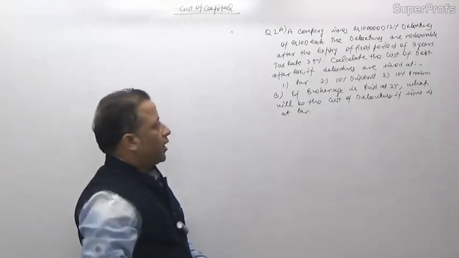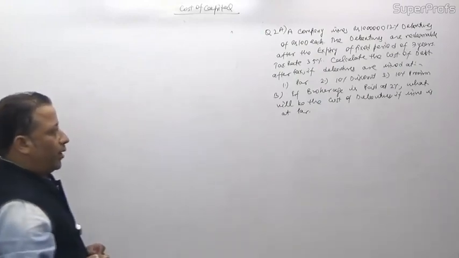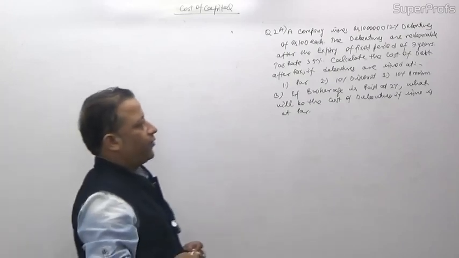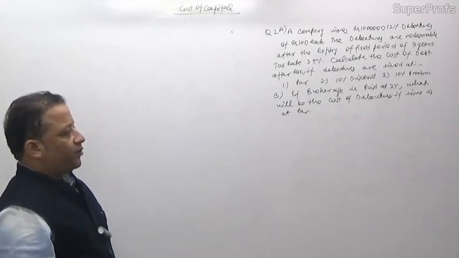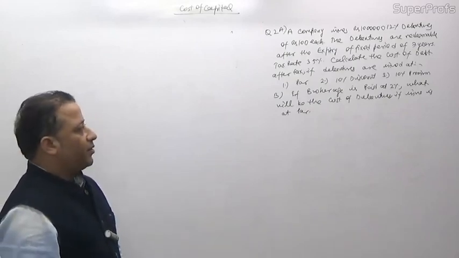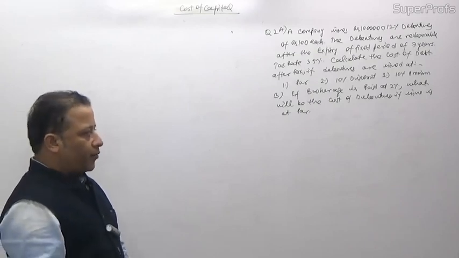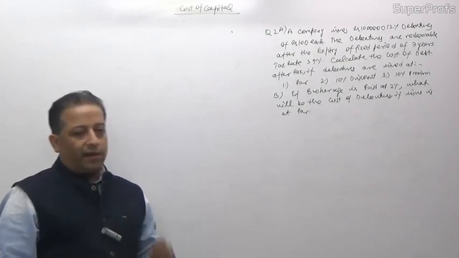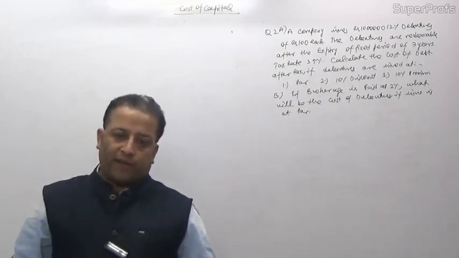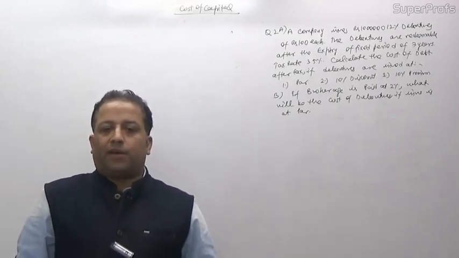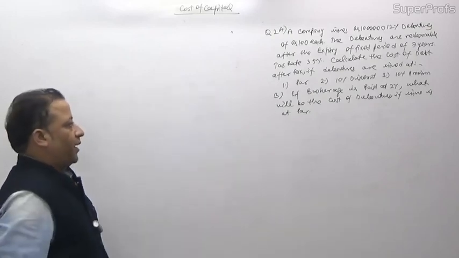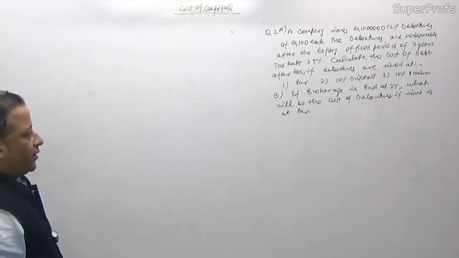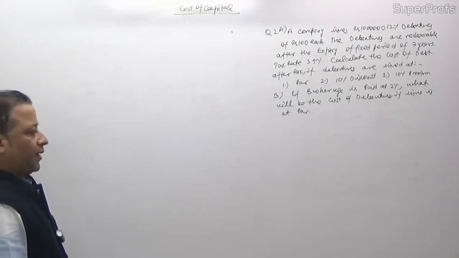So the second question: a company issues rupees 10 lakh 12% debentures of rupees 100 each. The debentures are redeemable after the expiry of a fixed period. The redemption period is 7 years. The tax rate is 35%. Calculate the cost of debt after tax.